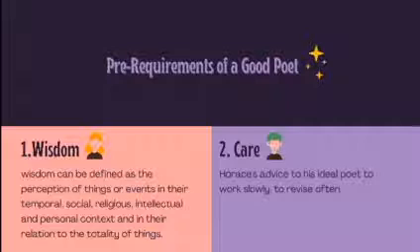The first in importance of these qualifications is wisdom. Wisdom can be defined as the perception of things or events in their temporal, social, religious, intellectual, and personal context, and in their relation to the totality of things. With Horace, if we can judge by his own works, much of this wisdom was to be expressed in what we know as didacticism. It was to aid the function of poetry which he emphasized so much.